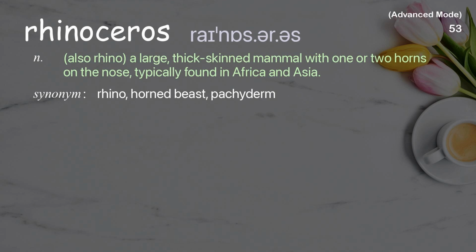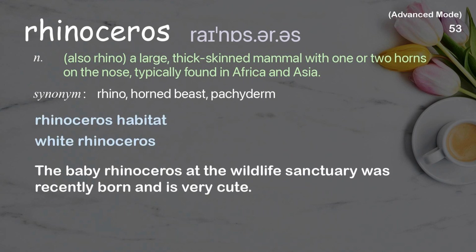Rhinoceros. Also rhino, a large, thick-skinned mammal with one or two horns on the nose, typically found in Africa and Asia. Examples: Rhinoceros habitat. White rhinoceros. The baby rhinoceros at the wildlife sanctuary was recently born and is very cute.